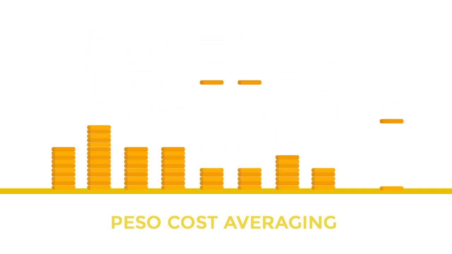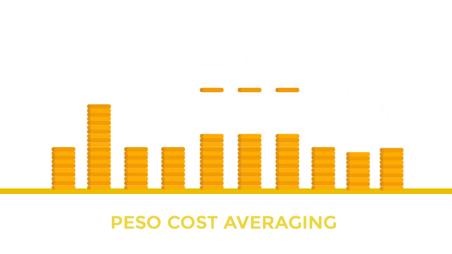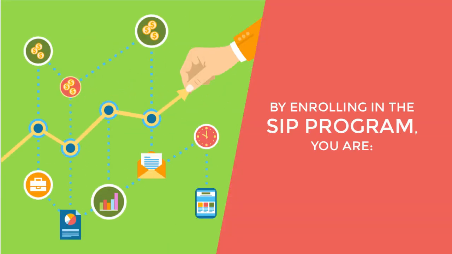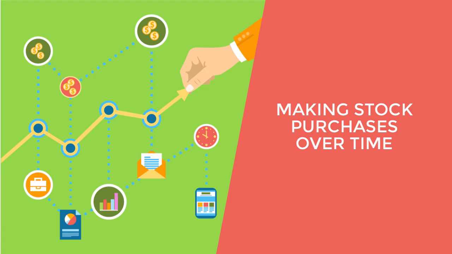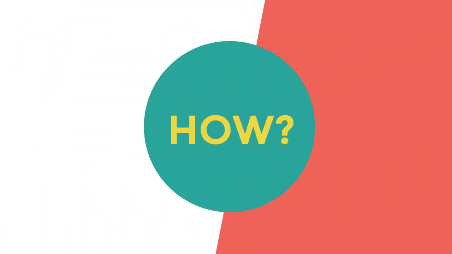The peso cost averaging strategy is based on the belief that if you regularly buy shares regardless of price, in the long run, the current price will ultimately surpass the average price, thus resulting in profit. By enrolling in the SIP program, you're making stock purchases over time, regardless of the stock price at that particular moment. How does this work?